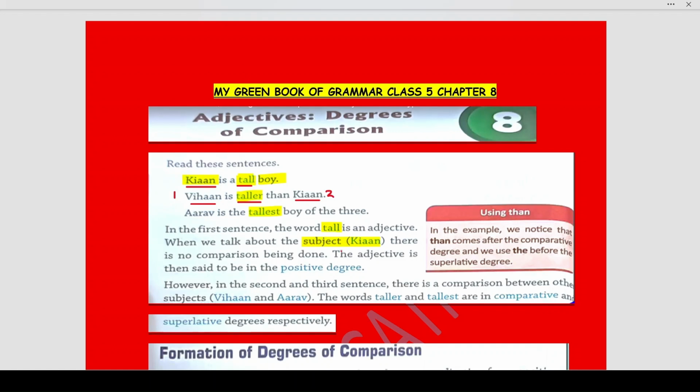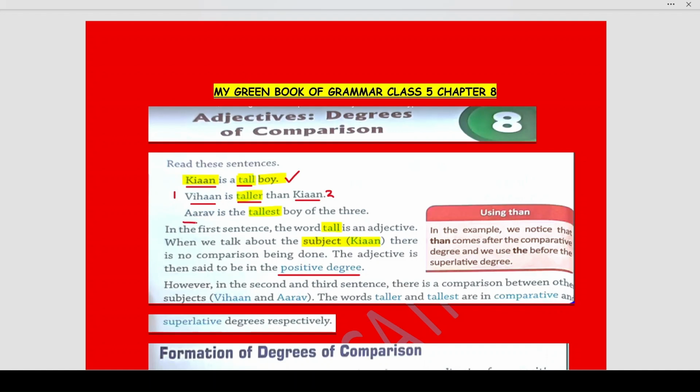Now, when we talk about the subject Kian, there was no comparison being done in the first sentence. The adjective is then said to be in the positive degree. When no comparison is being done about the subject, then we call that adjective to be in the positive degree. However, in the second and third sentence, there is a comparison between other subjects, Vihan and Araf.